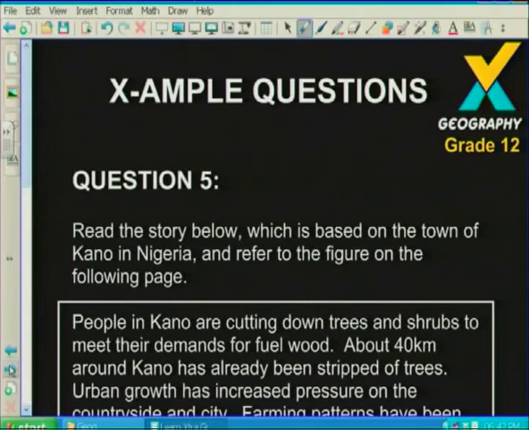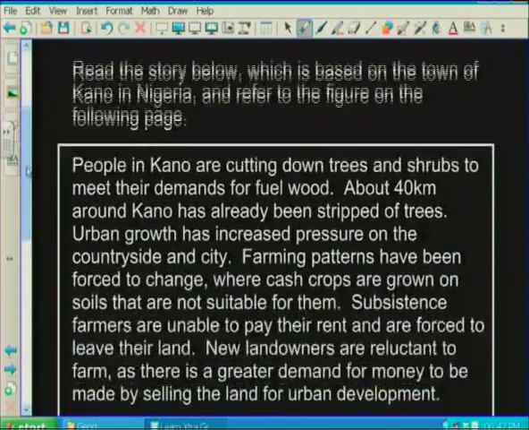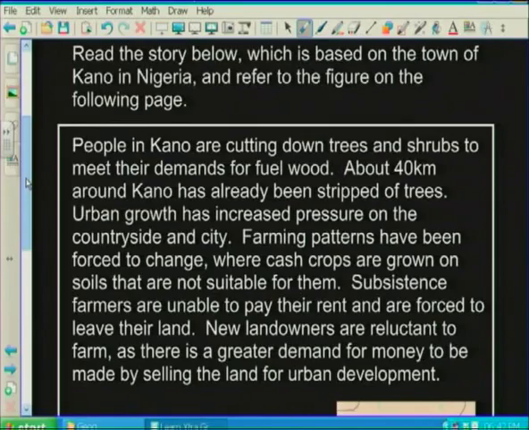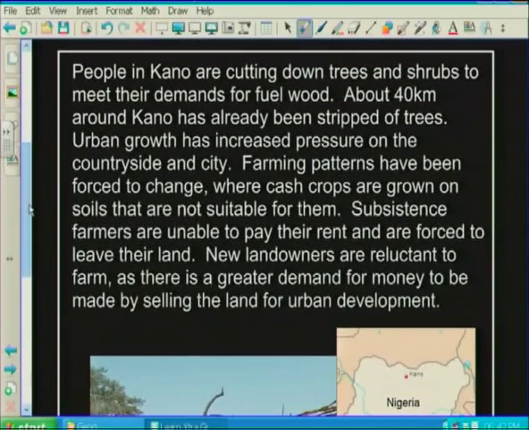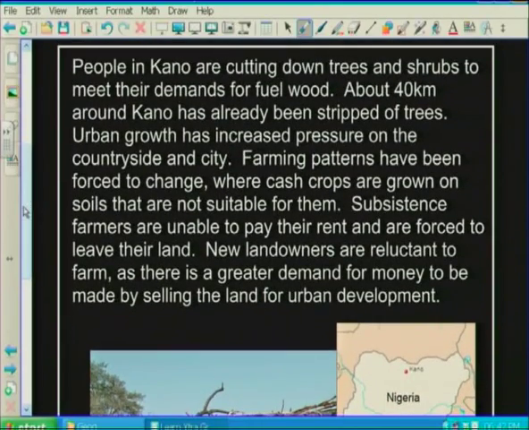They don't have to pay them all those other extra things that you get if you're full-time or if you have a contract. Now, question 5 is a long question here. We've got a story below, which is based on a town in Kano in Nigeria, and refer to the figure on the following page to answer the questions. Now, it's important for you to read this preamble, to look at the visuals, to interpret the diagrams, or in this case, it's a map and a photograph, and to come to terms with what you need to answer or what they want you to tell them.